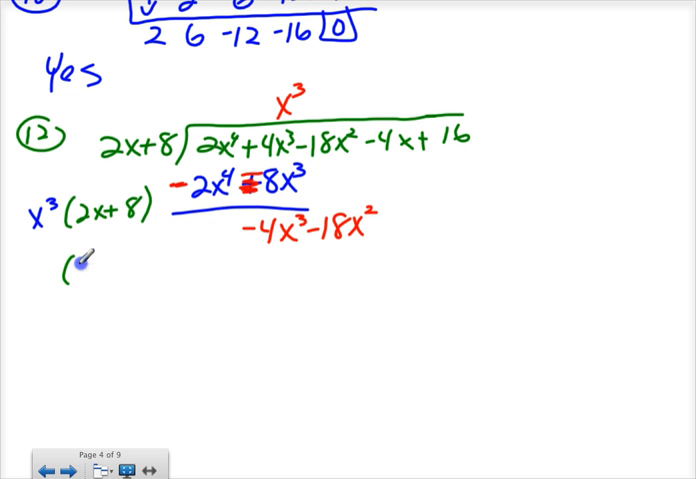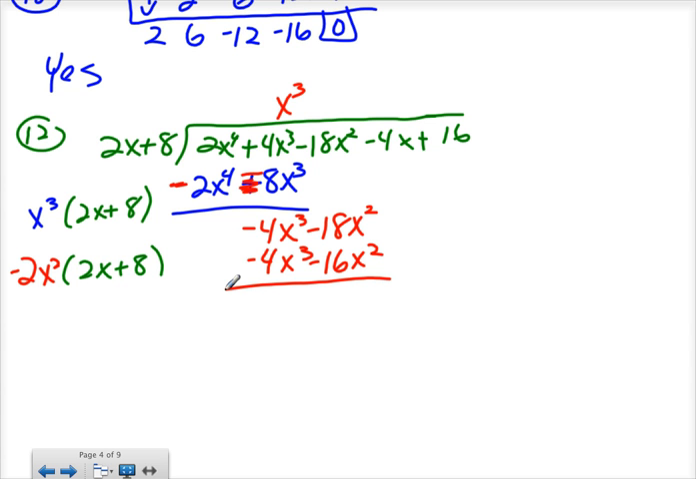Now we have our 2x plus 8. And we need that first term to be a negative 4x to the 3rd, so we'll use a negative 2x squared for that. So negative 2x squared times 2x is a negative 4x to the 3rd. And then negative 2x squared times 8 is negative 16x squared. Change the signs and add. Now it is definitely going to work, so I'm going to put that negative 2x squared up here, and I have negative 18x squared plus 16x squared, which is negative 2x squared. Bring down the next term.